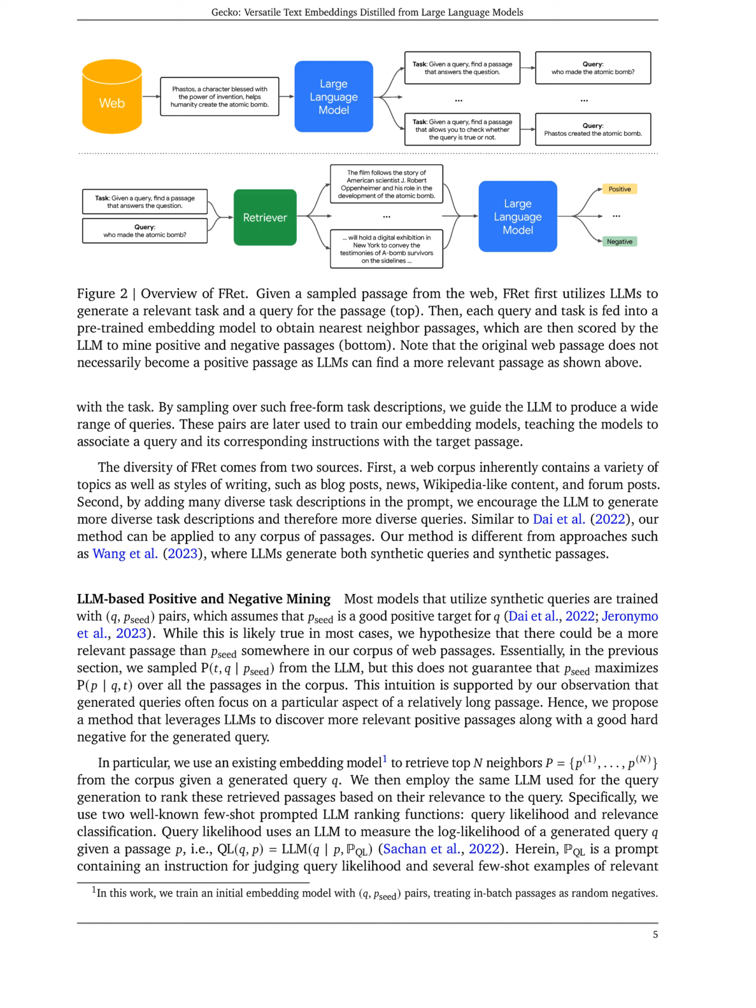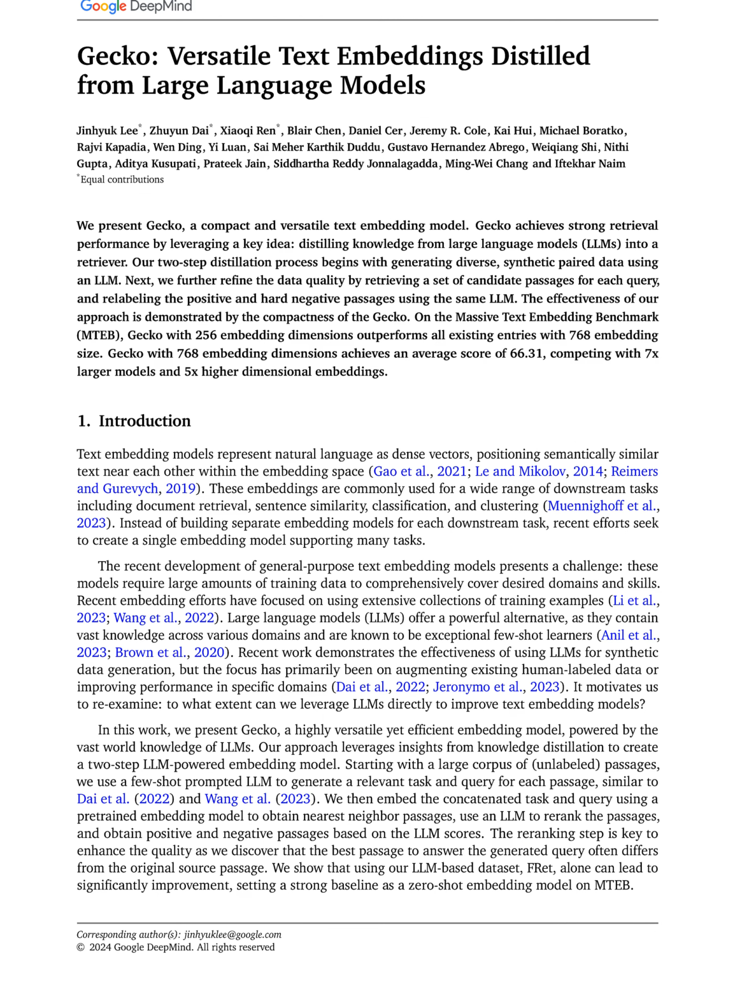This re-ranking step is crucial as it enhances the quality by identifying that the best passage to answer the generated query may differ from the original source passage. By combining the LLM-generated and LLM-ranked data with human-annotated data, Gecko achieves the best performance on the MTEB benchmark among models with compatible embedding dimensions and model sizes, showcasing the effectiveness of using LLMs to generate relevant tasks and queries for text embedding.